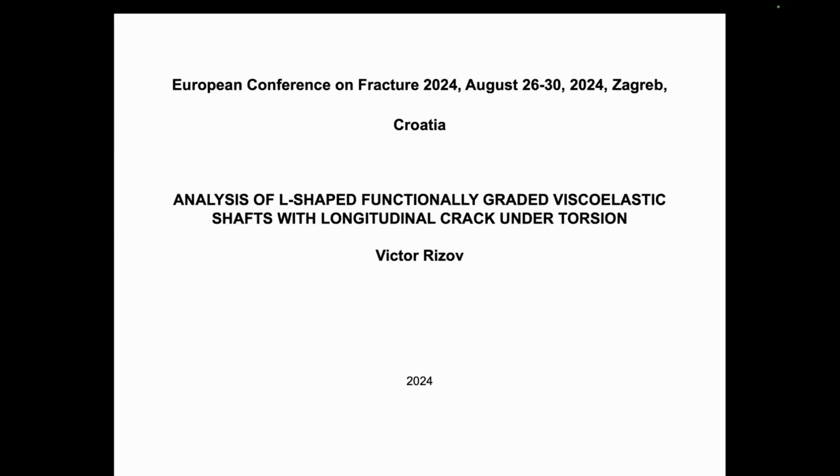The material has non-linear viscoelastic behavior. There is a longitudinal crack in the vertical member of the shaft. The upper end of the inner crack arm is under angle of twist that changes continuously with time. Therefore, the vertical member is loaded in pure torsion, while the horizontal member of the shaft is loaded in pure bending around the vertical axis.